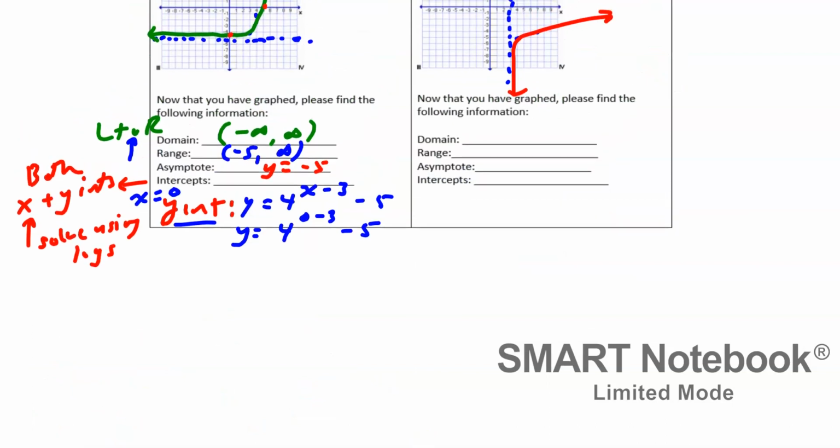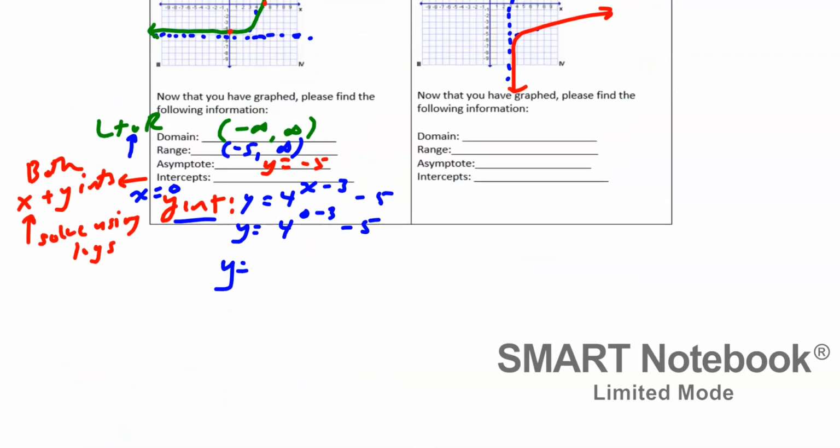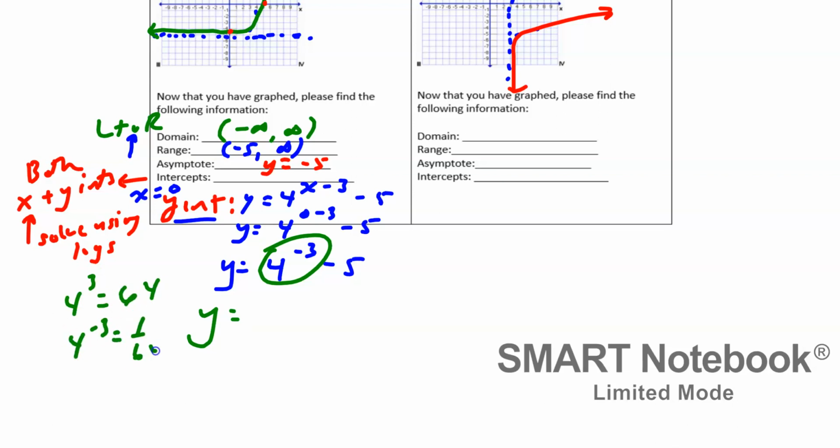And this answer is going to be odd, but it's good review. y = 4^(-3) - 5. You might recall from the first video that negative exponents do not lead to negative numbers, they lead to reciprocals. So 4^3 is 64, which means 4^(-3) is 1/64. So this is 1/64, which is a very small decimal, minus 5.